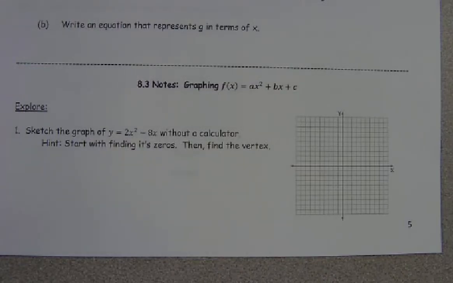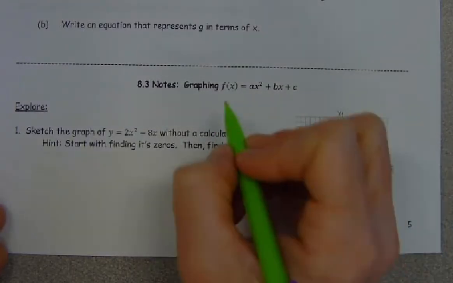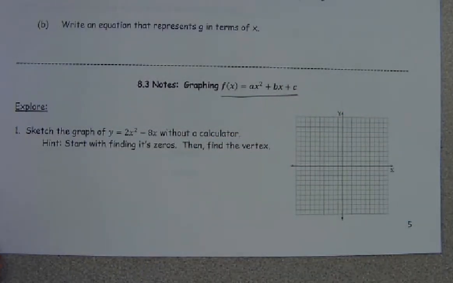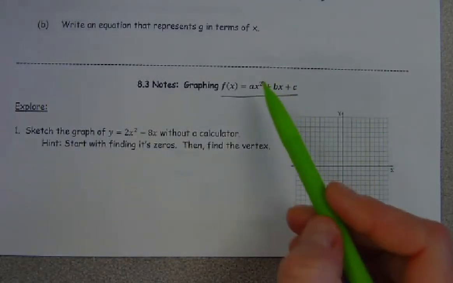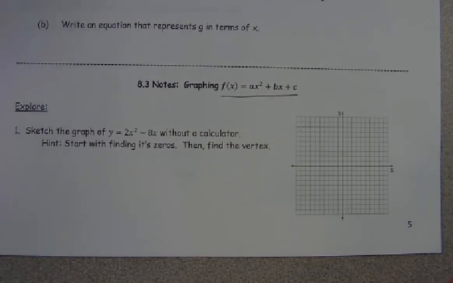Today we're going to talk about parabolas in a different form. If you notice in the past, we've been doing a lot of parabolas in vertex form. Today we're going to look at parabolas in this form. We know it's a parabola because it still has an x squared in it. It's just going to look a little bit different at the beginning.